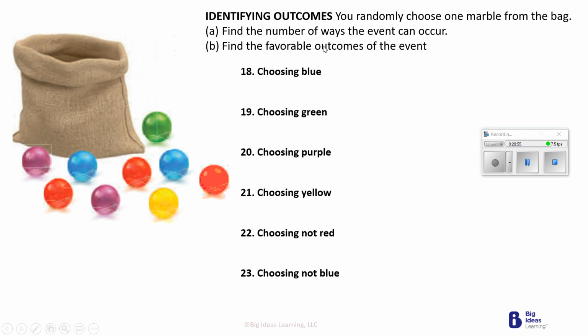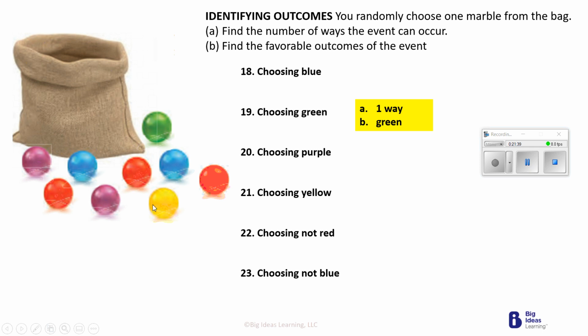Then it says find the favorable outcomes of the event. Choosing 1 marble from the bag, okay? Find the number of ways the event can occur. I guess just 1 green, right? And the favorable outcomes would be 1 out of the 9. 1 out of 9? Yes, 1 out of 9. So 1 way, right? 1 out of 9, 1 way, and it would be green, and that's the favorable outcome of the event, a green.